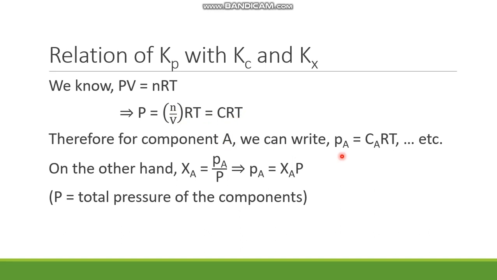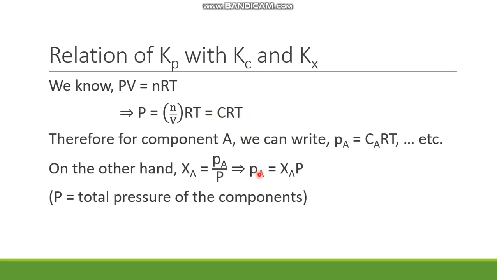So for any component, for example component A, we can write PA equals CA RT, where PA is the partial pressure of component A and CA is the concentration of A. If we take into consideration the mole fraction relationship, it is the partial pressure over the total pressure. Taking component A, the mole fraction XA is the partial pressure of A by total pressure. If you rearrange this equation, you can write PA equals XA times capital P, that means the mole fraction of A times the total pressure.